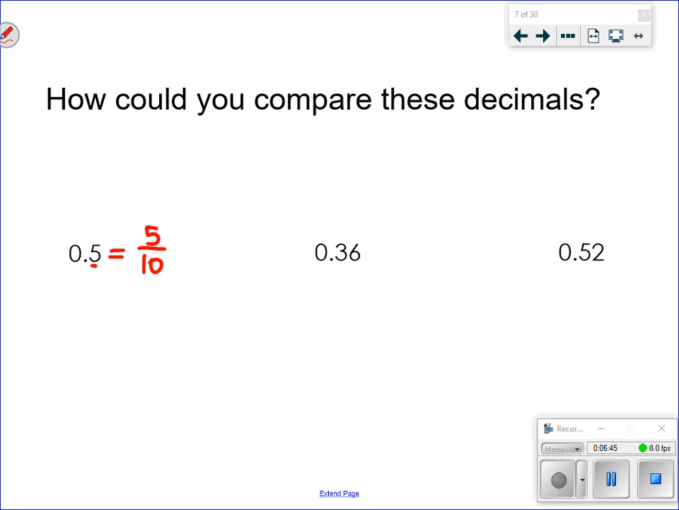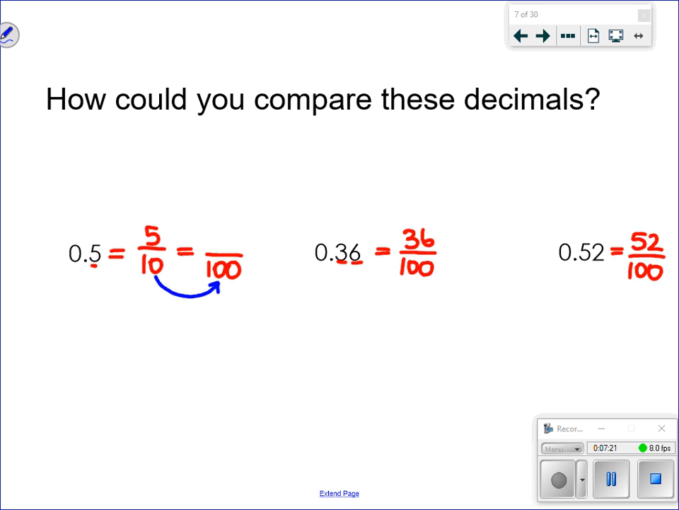0.36, well, that number, 36, ends in the second place after the decimal. That's the hundredths. So this is 36 hundredths. And 0.52 then would be 52 hundredths. Now that they're in fractions, I can compare them a little easier, except they're not in fractions with the same denominator. I've got tenths and I've got hundredths. So I'm just going to take this first one, 5/10, one step further, and use what I know about equivalent fractions to convert it to a fraction with 100 in the denominator.